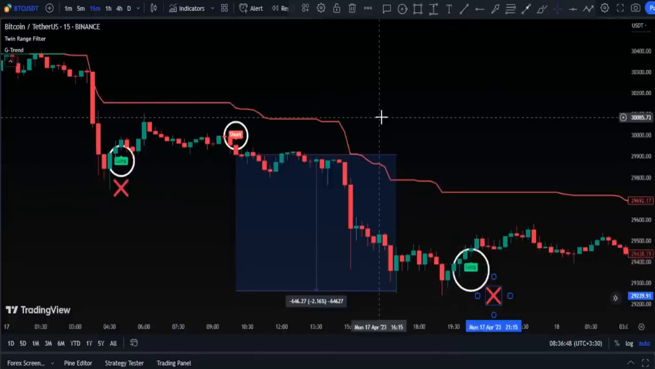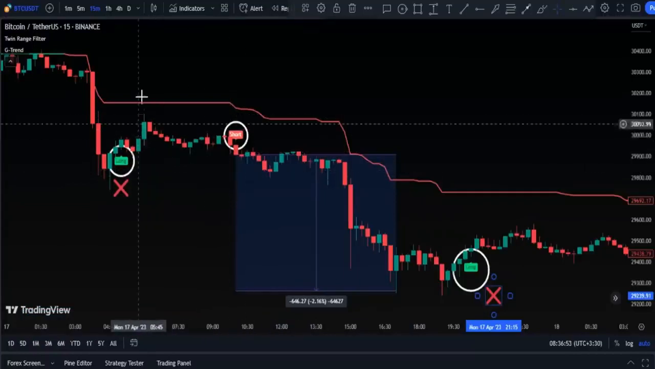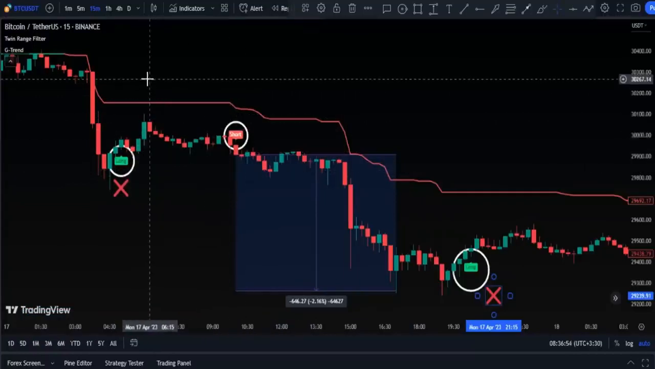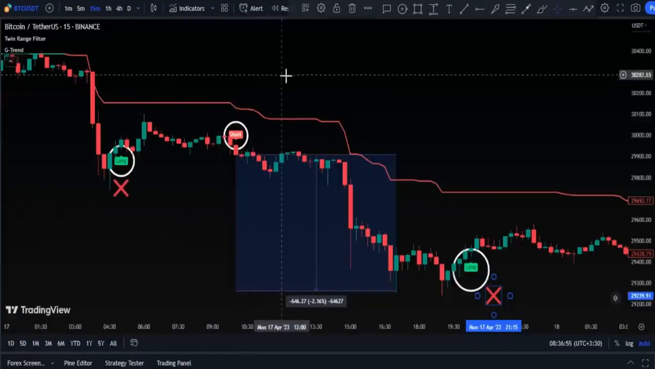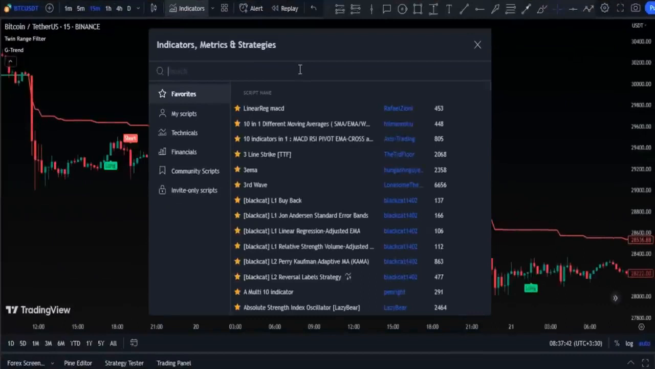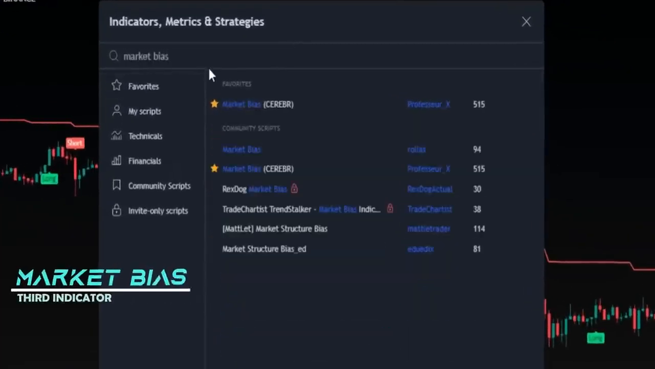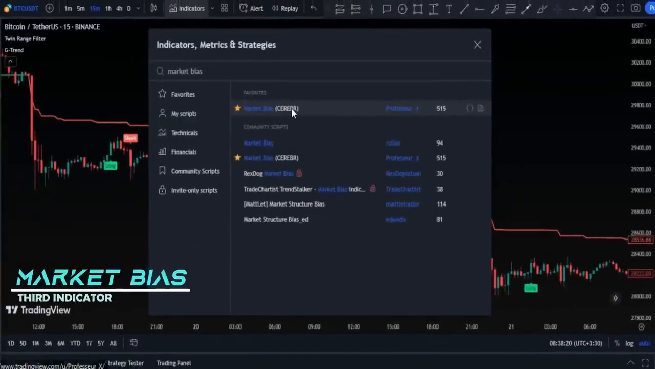For the third indicator, I'm gonna add an indicator to the chart that will help indicate the long-term trend of the market, so that with the knowledge of both short-term and long-term trends, trading against the trend can be completely prevented in this strategy. We get back to the indicators tab again, we type market bias in the search bar and we add this indicator to the chart.